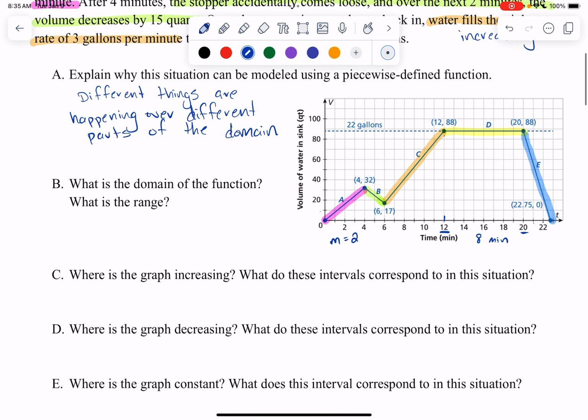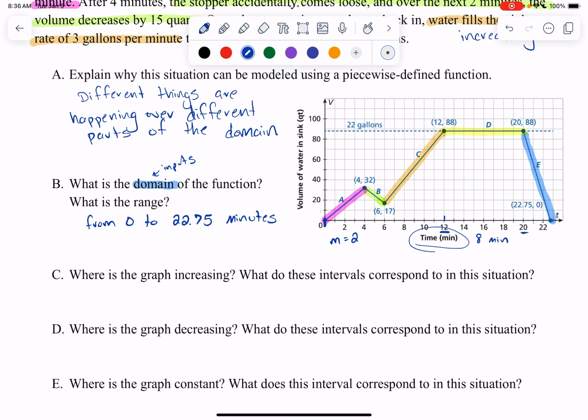Okay. So here they ask for the next question, what is the domain of the function? If we remember, domain is the inputs. Our inputs in this case are our time, that minute, and we go from an input of 0 minutes all the way up to almost 23 minutes. So almost 23, 22.75. So the domain of this would be from 0 to 22.75 minutes.